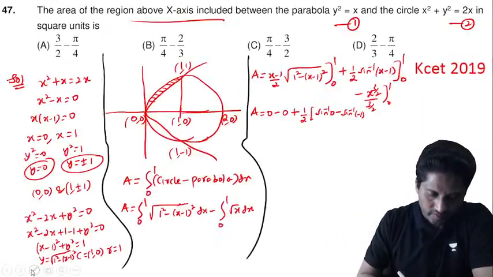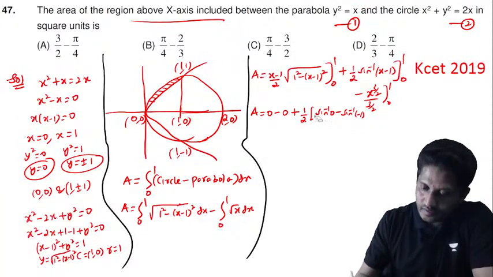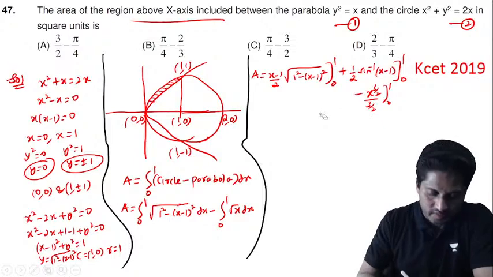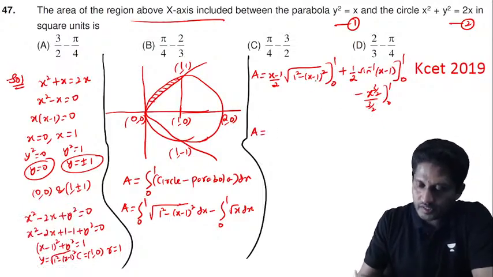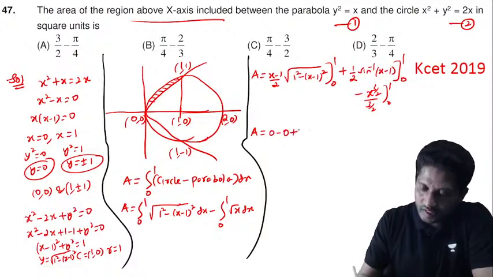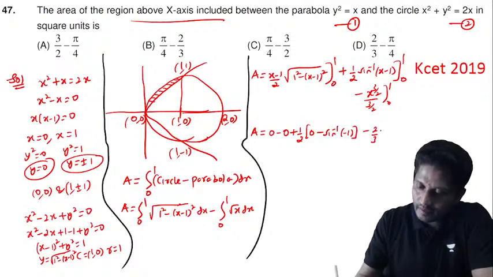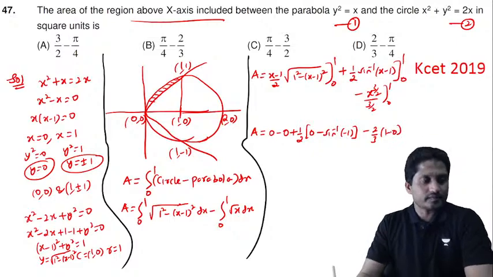Okay, now this can be written as, I'll just give some space and write. So area is equal to, if you substitute 1, 1 minus 1 is 0, right? So the lower limit is also 0, half into a bracket, sine inverse of 1 minus 1 is 0, lower limit is sine inverse of minus 1, minus 2 by 3, upper limit 1, lower limit is 0.